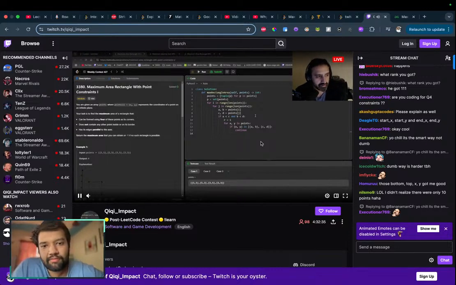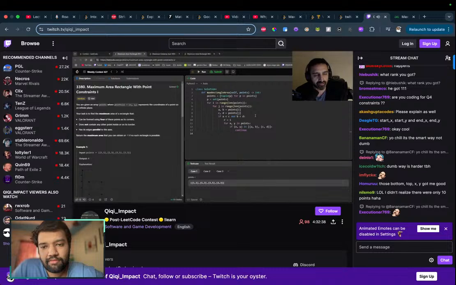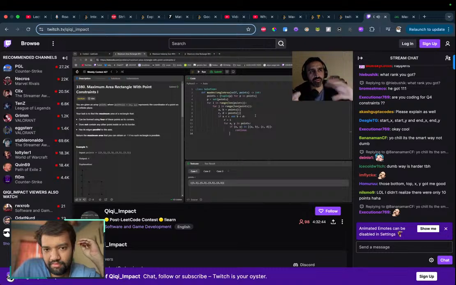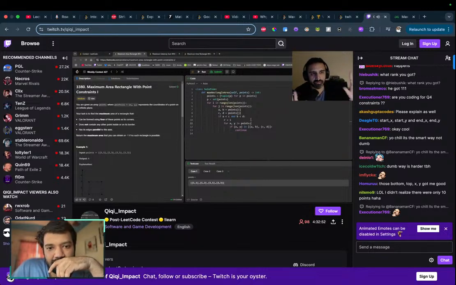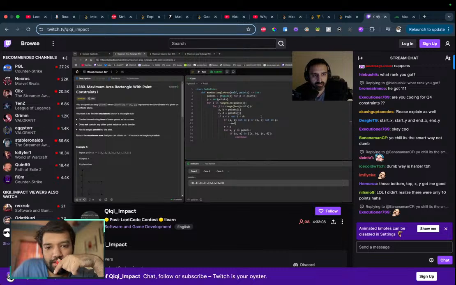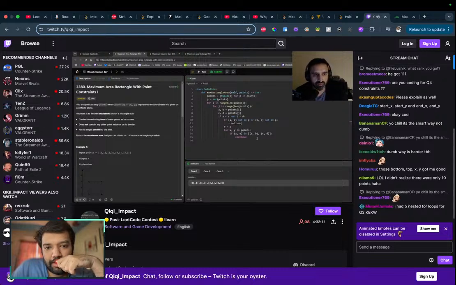There are only 10 points in this constraint, so we're doing the brute force. While we're iterating over the points, we want to make sure that they're not in the middle. If we hit either of those corner points, it's fine, we just ignore it. If A is less than C, okay, first of all, if AD is not in P or BC is not in P, continue. Then you don't want to mess with that.